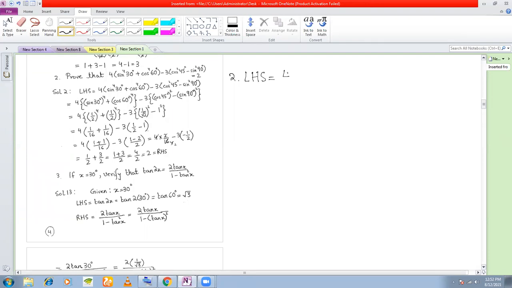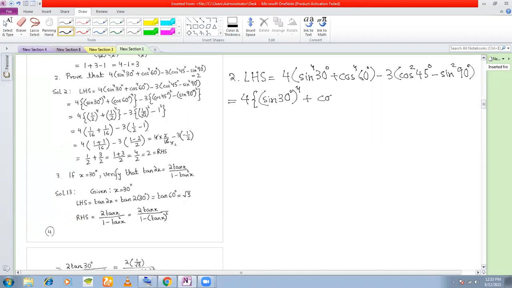LHS is equal to 4 sine to the power of 4 30 degree plus cos to the power of 4 60 degree minus 3 cos square 45 degree minus sine square 90 degree. This is your left hand side. First of all, what you do is you write everything to the power of 4 here. Whatever the power is, you write the power. So you can write sine to the power of 4 30 as sine 30 to the power of 4.